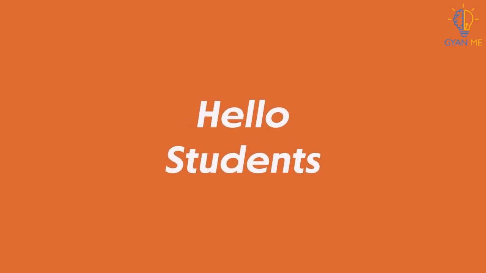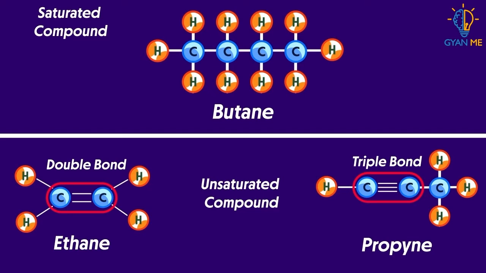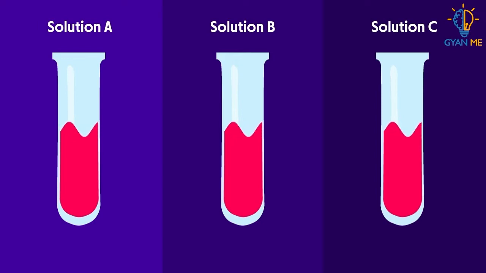Hello students. Previously we saw that hydrocarbon compounds are classified as saturated and unsaturated. Saturated ones have all carbon-carbon single covalent bonds and are together called alkanes, while unsaturated ones have at least one double or triple bond between their carbon atoms. They are respectively called alkenes and alkynes.